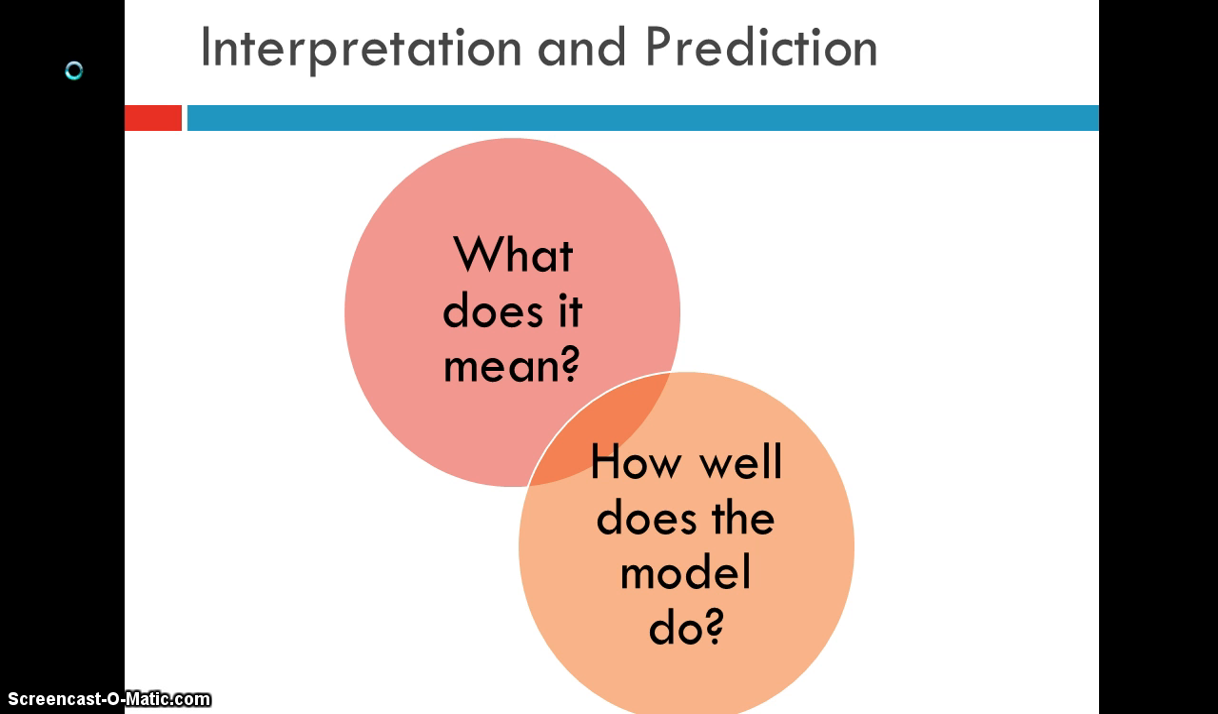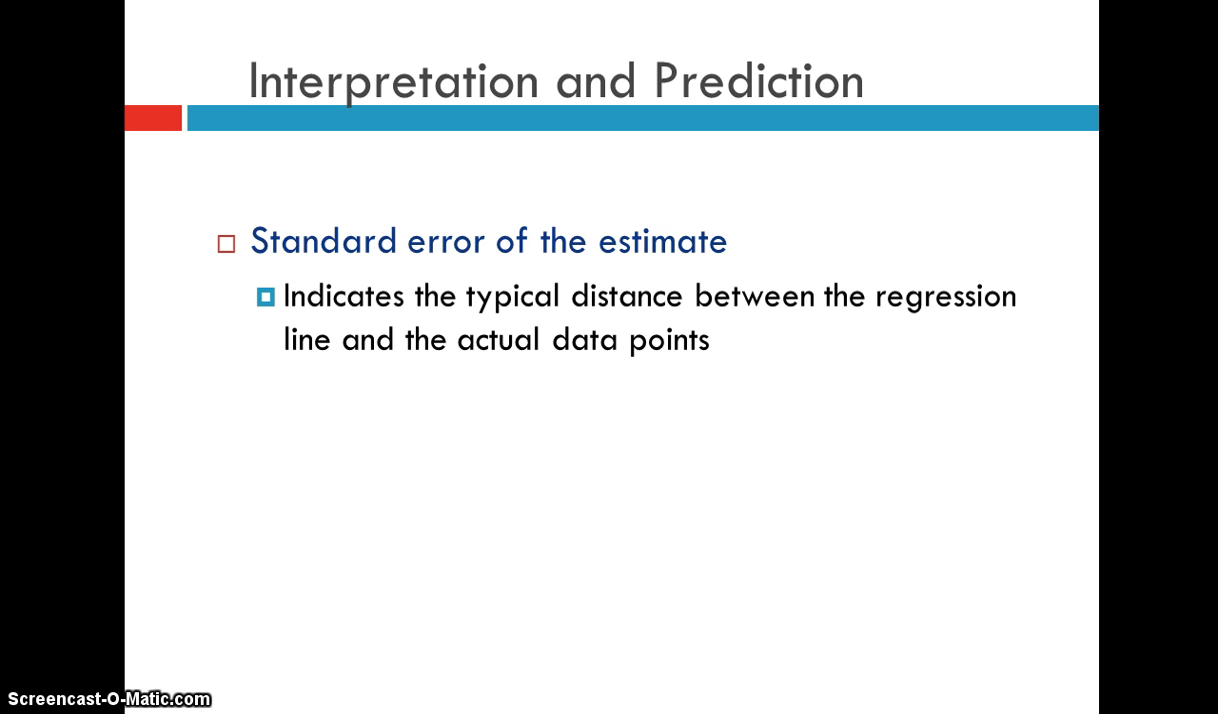So what does this model that we've tested mean, and how well does this mathematical model, our equation line, our regression line, do in predicting our dependent variable? First, let's talk a little bit about understanding what our regression equation means. There's one measure that we can use.